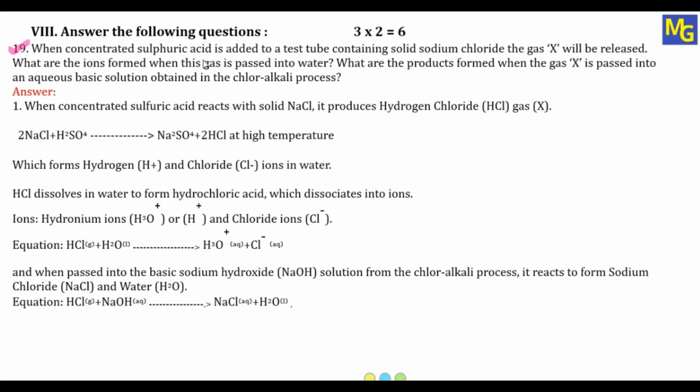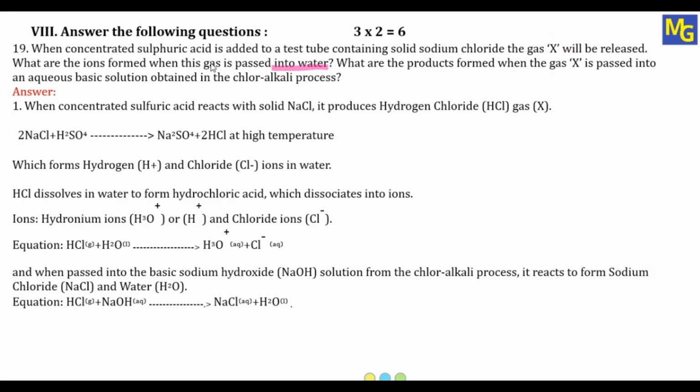When concentrated sulfuric acid is added to a test tube containing solid sodium chloride. So remember, you have to read this question very carefully because it is a very big question. When concentrated sulfuric acid, means H2SO4, is added to a test tube containing solid sodium chloride, so it is NaCl, the gas X will be released. So when we mix these two, we are going to get one gas, and that gas is X. So we have to write what this X is, which gas is released. What are the ions formed when this gas is passed into water?